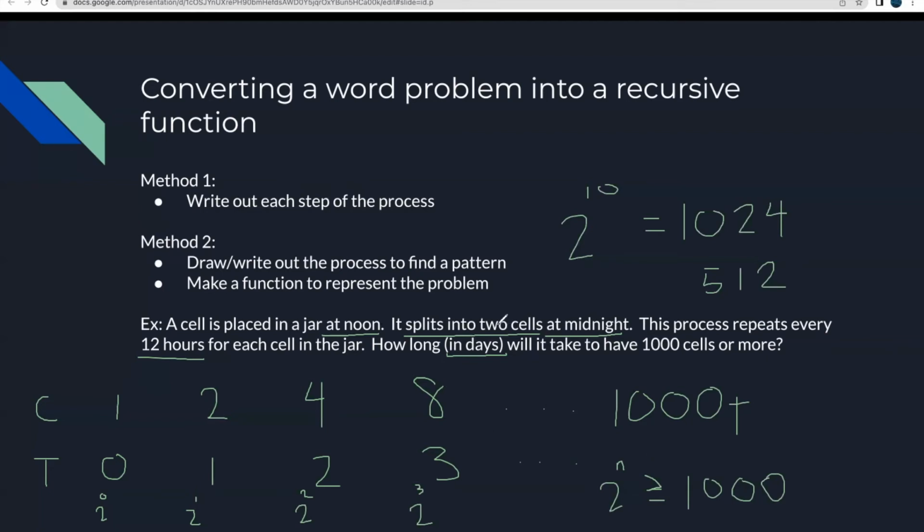But for our answer, we have to remember that we want how long in days. So this is 10 12-hour units. And there are 2 12-hour units in 1 day. So we're going to divide our answer 10 by 2. And we're going to get 5. And that will be our answer.